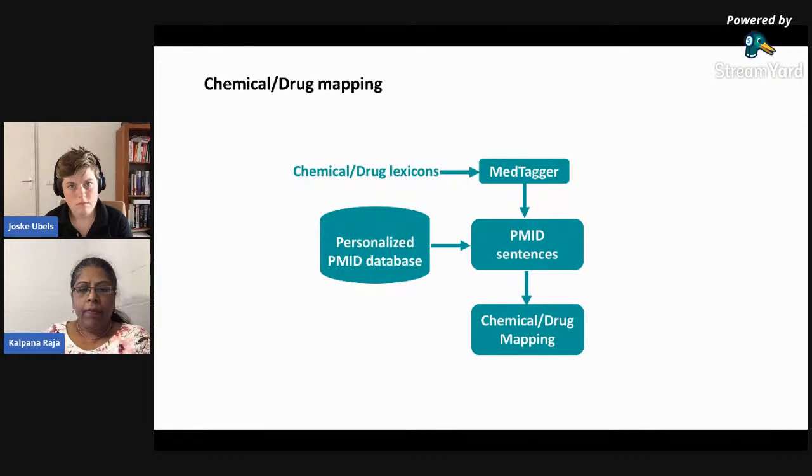So on one side we mapped the genes, on the other side we mapped the chemicals and drugs. Finally, we filtered the sentences with at least one gene and one chemical or drug. And for drug-drug interaction, we also filtered a set of sentences with at least two chemicals or drugs.